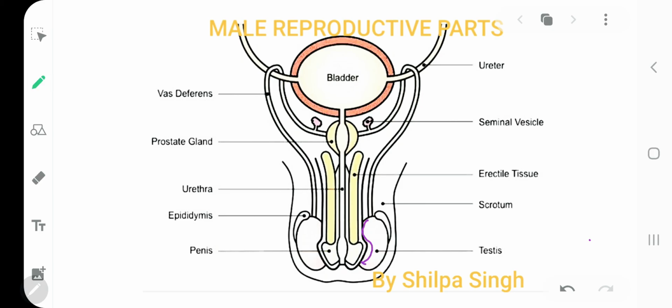Can you look here? So this is your testis. Now, the main function of testis is to produce testosterone, that is the hormone, and the sperm. So if it comes in your exam, what is the main function of testis? The main sperm, which is the key part of reproduction, is produced in testis. Getting my point clear? So it produces sperm and testosterone. That is the male hormone.